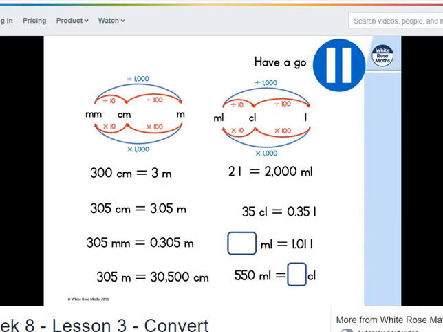We've got 1.01 litres. How many millilitres is that equivalent to? Well, we could multiply that by 1,000, which would be 1,010. And at last, we've got 550 millilitres, which is equivalent to 55 centilitres.